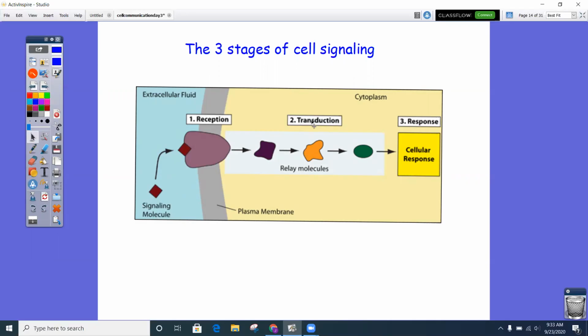Okay, then you have transduction. And basically all that means is it's a series of steps typically taking place in the cytoplasm, and it's a way of getting whatever message this signaling molecule is trying to send. It's trying to get that message deeper into the cell, usually to the nucleus, to bring about a cellular response. In other words, maybe we're trying to tell a certain gene that it's about to be transcribed. That might be the cellular response, and that often is the cellular response.